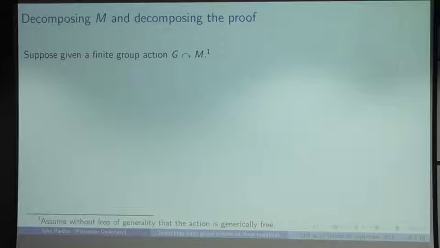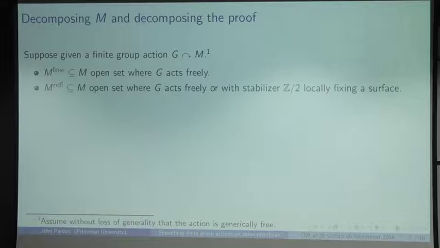Okay, so to smooth a group action, we'll just do it in a few different stages. So first, smooth it over the locus where the action is free. Next, there's the open set where the stabilizer is either trivial or Z mod 2 and locally fixing a surface. Okay, and then there's the rest.